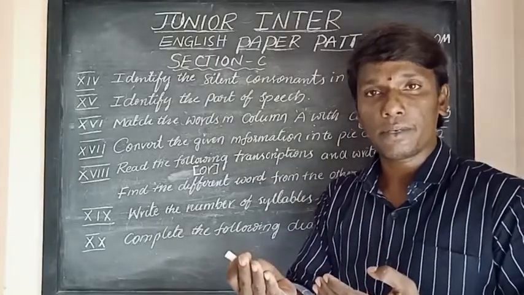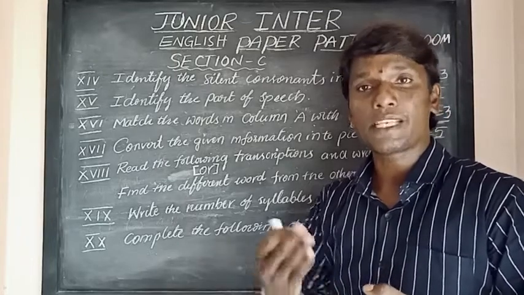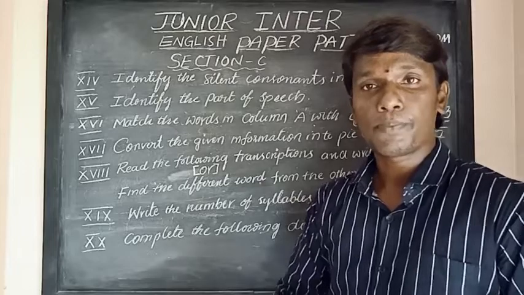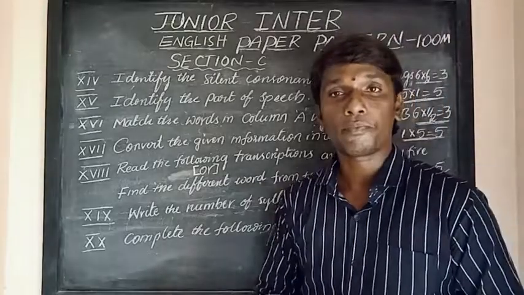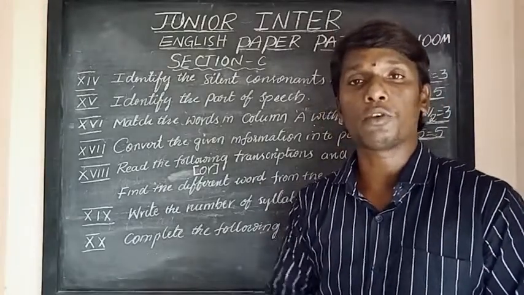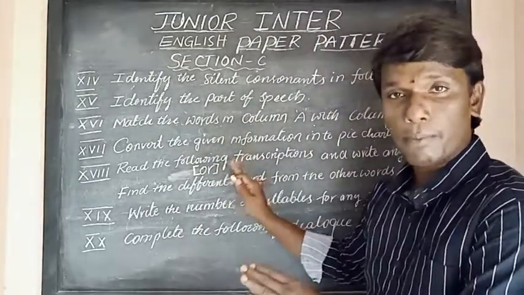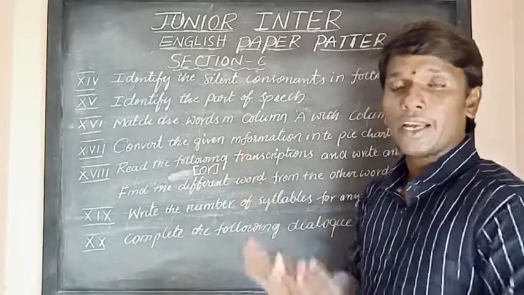Sometimes the listener's dialogue is given and you have to complete the speaker's dialogue, or sometimes the speaker's dialogue is complete but the listener's dialogue is incomplete. You have to complete the listener's dialogue. So this is how the question paper pattern of the junior intermediate is.